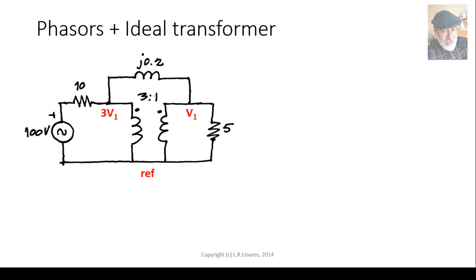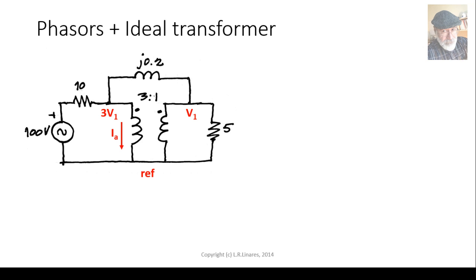There is more. An ideal transformer has 2 equations, one for voltages and one for currents. The voltage on the left is 3 times the voltage on the right, and then the current on the right is 3 times the current on the left. Currents entering the dot on one side, currents leaving the dot on the other side. That is a convention. What else?